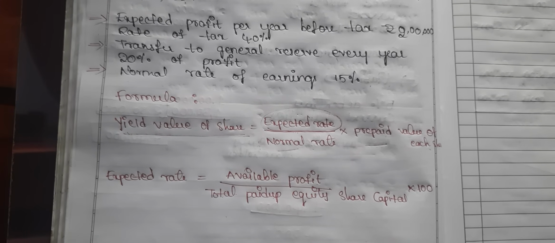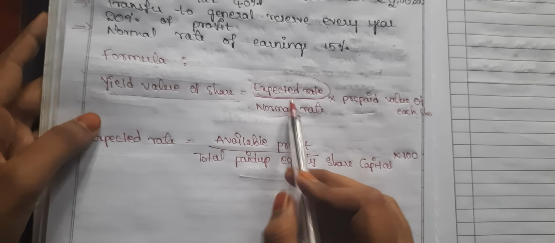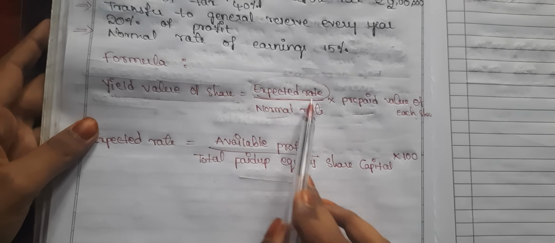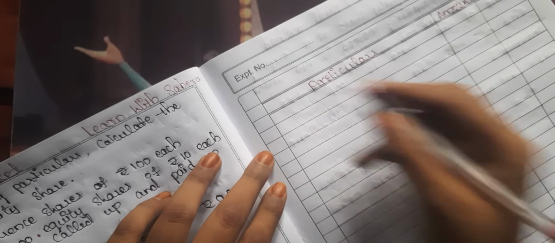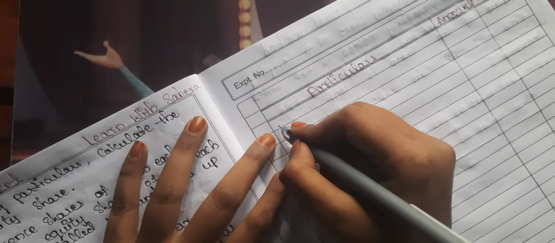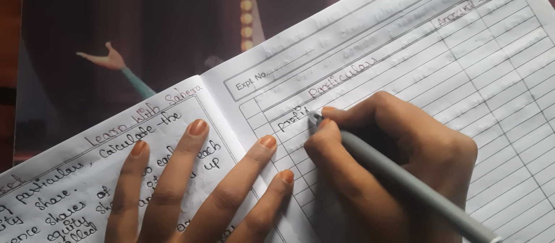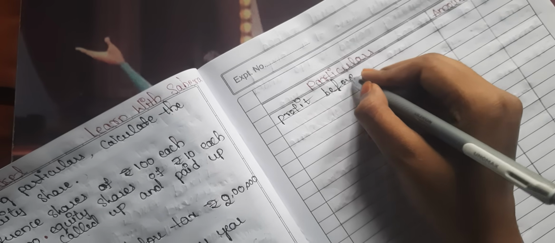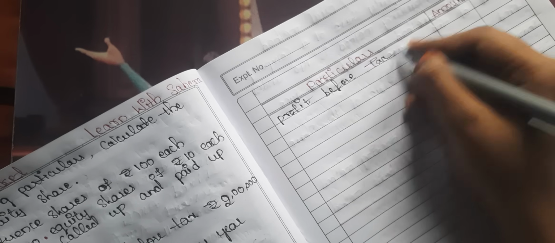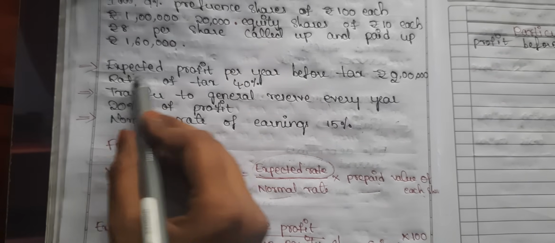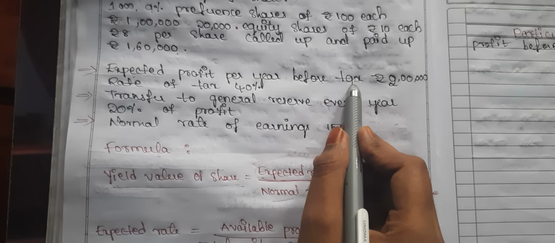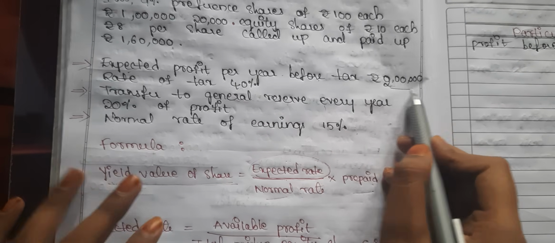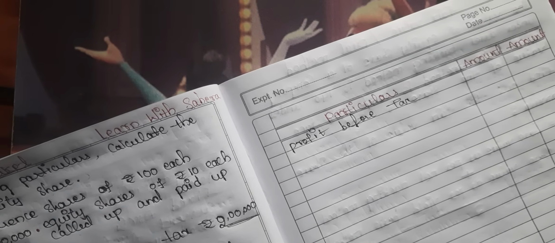How will you find the expected rate? There is a proforma again. As I said, everything will be given in the question, only the expected rate needs to be found, and this is the formula. First, we will take profit before tax. Whatever the question they might ask you, you write this. Profit before tax, how much is it? Expected profit per year before tax is 2 lakhs. Yes, they have given us 2 lakhs. So take this amount, 2 lakhs.